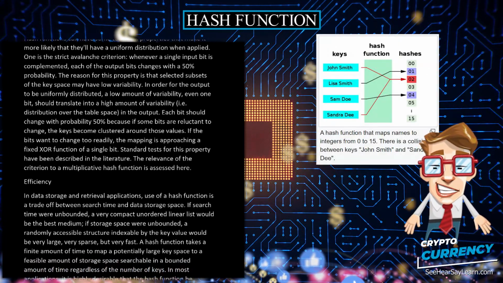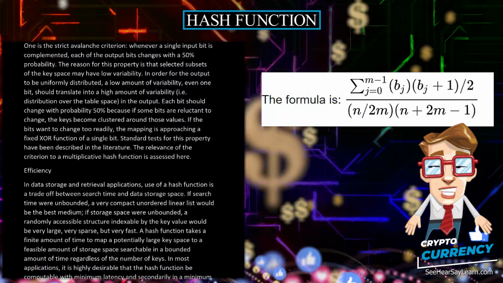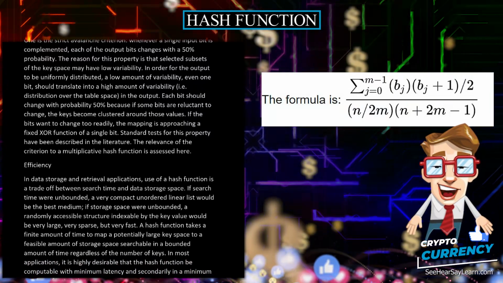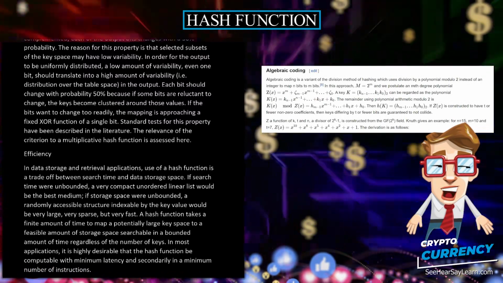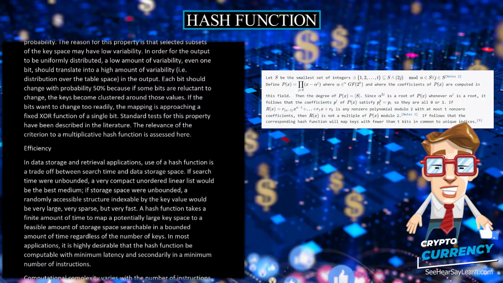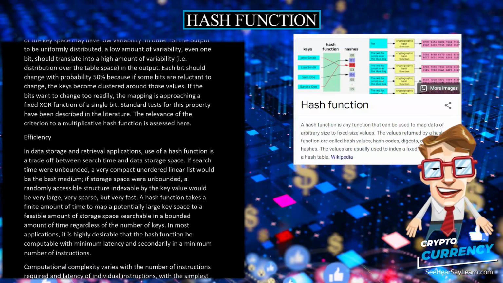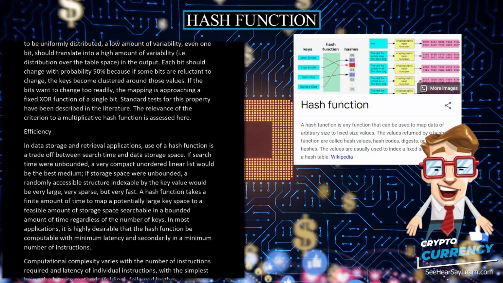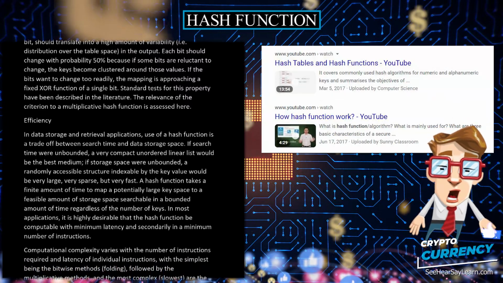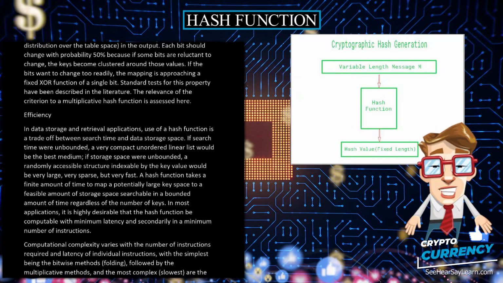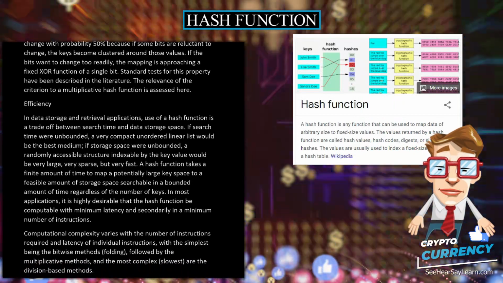Efficiency. In data storage and retrieval applications, use of a hash function is a trade-off between search time and data storage space. If search time were unbounded, a very compact unordered linear list would be the best medium. If storage space were unbounded, a randomly accessible structure indexable by the key value would be very large, very sparse, but very fast. A hash function takes a finite amount of time to map a potentially large key space to a feasible amount of storage space searchable in a bounded amount of time regardless of the number of keys.